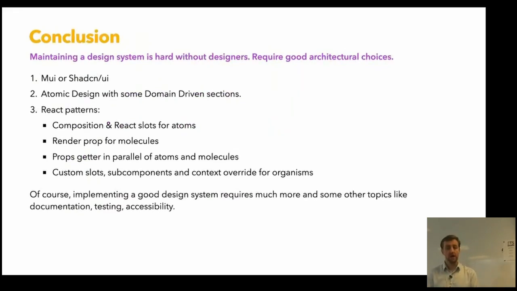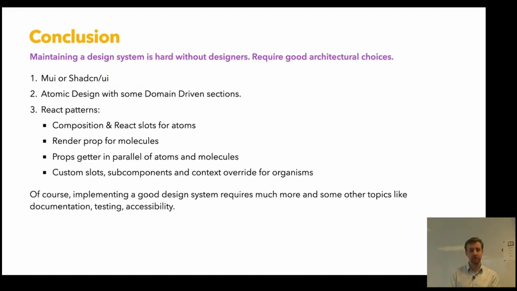So as a conclusion, first of all, if you need to have a design system and you don't have a designer, it's going to be hard. Let's be clear with that. And you're going to require very good architectural choices on your side to be able to maintain components. Otherwise, really quickly, you'll have 100 variants of your component. So first of all, stick to libraries. When you have to maintain a design system, your priority is not choosing to create your own components yourself. No, go with existing components. You're going to have enough work with the architecture.